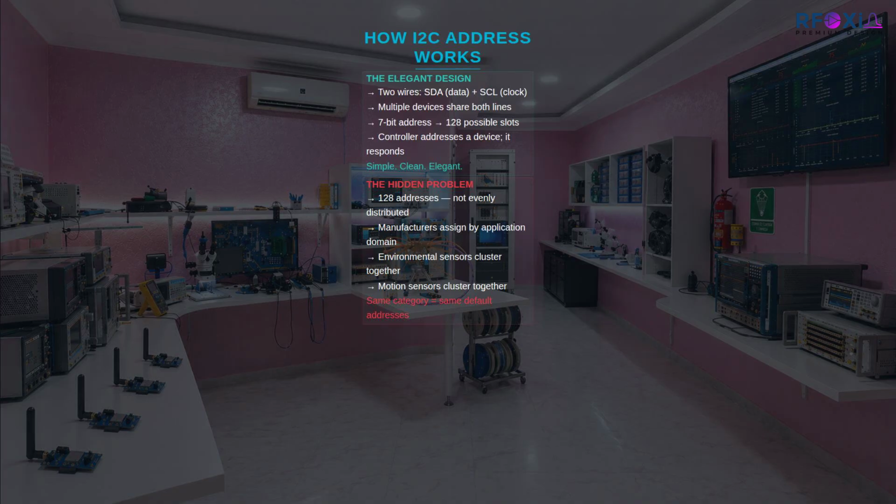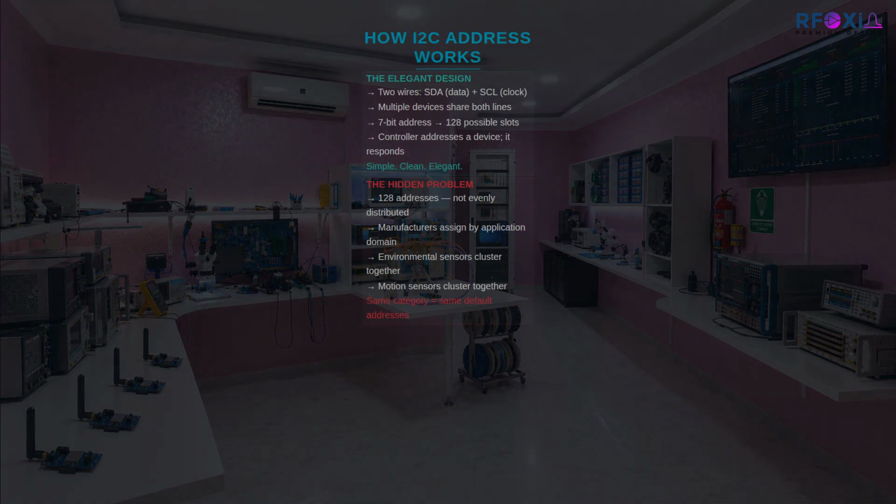Simple, clean, elegant, even. The problem is that the 7-bit address space gives you 128 possible addresses, and manufacturers do not distribute them evenly across the universe of devices. They assign default addresses based on the application domain the sensor was designed for. So you get categories of sensors, environmental, motion, analog converters, that cluster around certain address ranges, and when you are building a project that needs multiple sensors from similar categories, you will eventually find two of them sitting at the same default address.